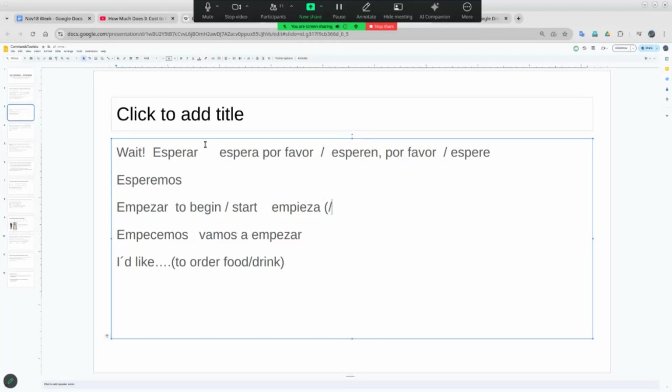Now, if we give it as an usted command, empiece. If we give it as an ustedes command, empiecen. Sí, empiecen. And that ZE can't be a combination. This is just a spelling thing. It still sounds the exact same way. See? Empieza becomes empiece, empiecen.